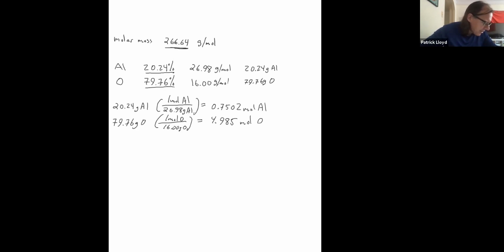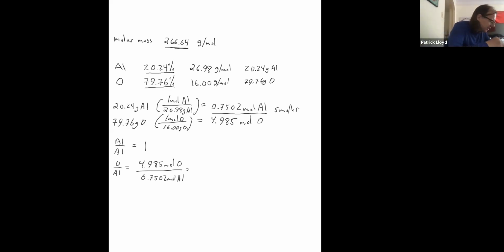Wow, that's a big ratio there, right? That's interesting. So a little bit less than 1, and then that one's going to be quite a bit more than 1. Okay, so divide by the smaller. The smaller is the aluminum, right? So for aluminum, it's going to be 1, right? 0.7502 divided by 0.7502 is 1. That's clear. Now let's do the oxygen divided by aluminum.